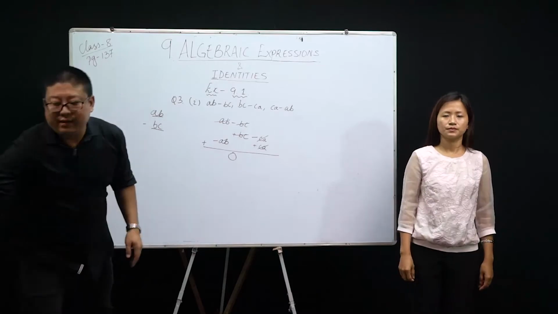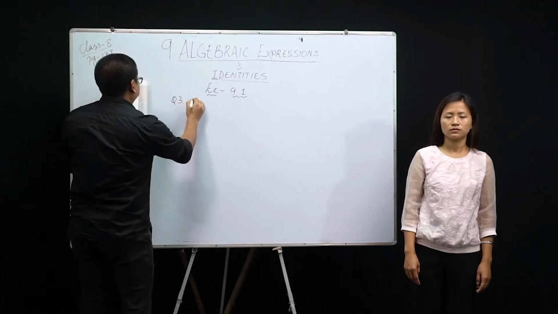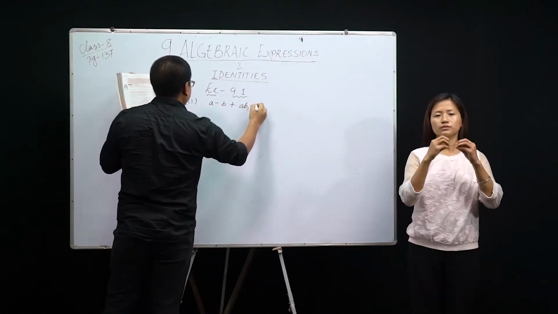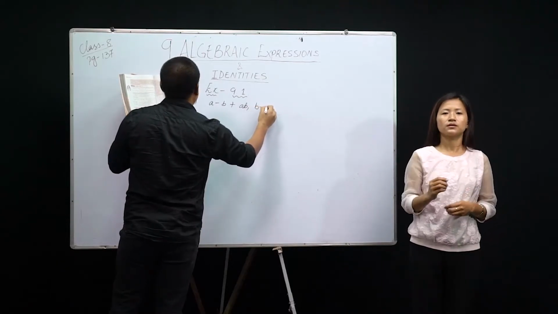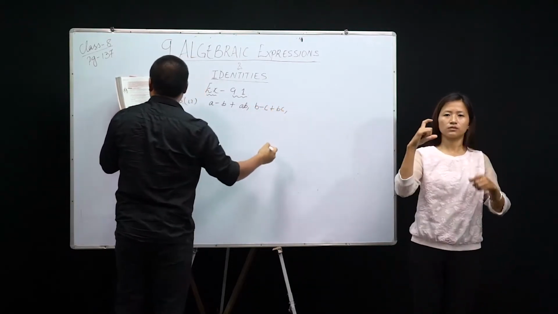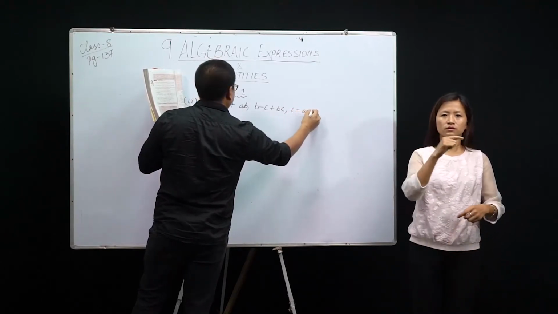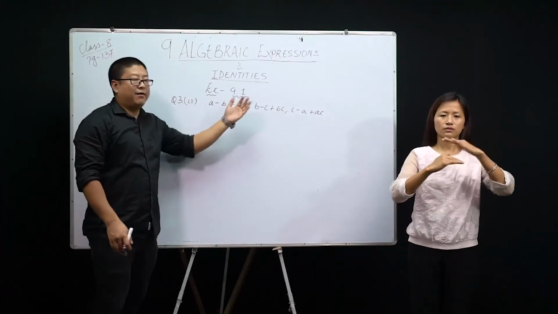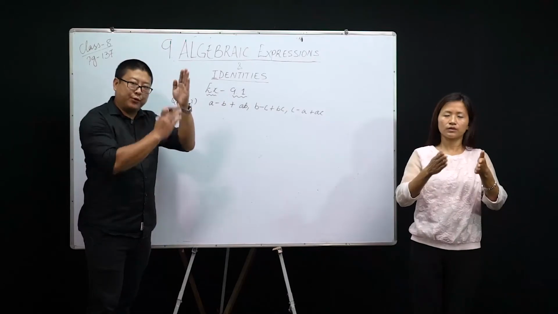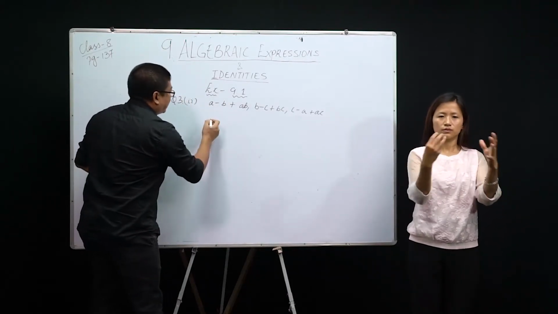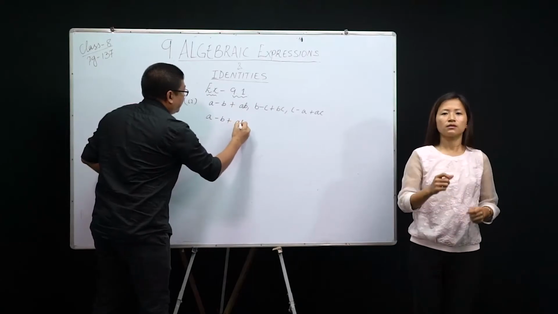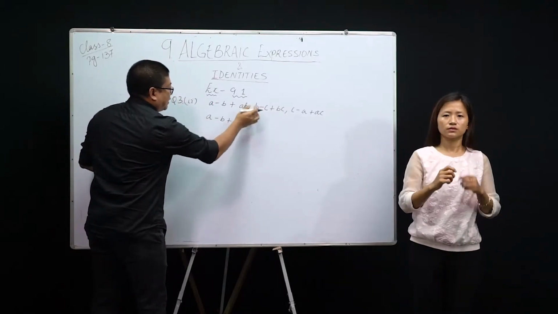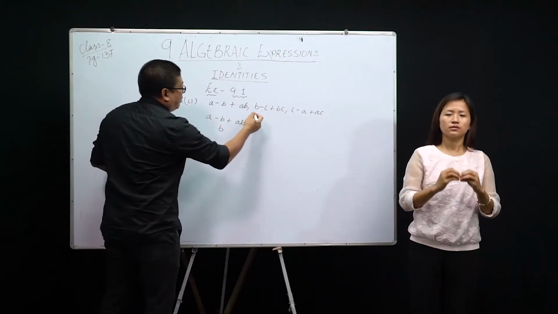All right. Let's look at the next exercise. Next question, question number 2. A minus B plus AB, B minus C plus BC, C minus A plus AC. So here also you will have to make arrangements. You will have to arrange them in such a way that the same terms are together. All right. So we will start with the first expression, A minus B plus AB. And if you look at the second expression, starting with B, I will write below B, B minus C.